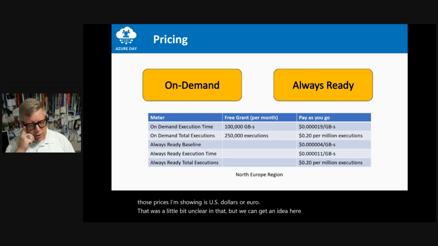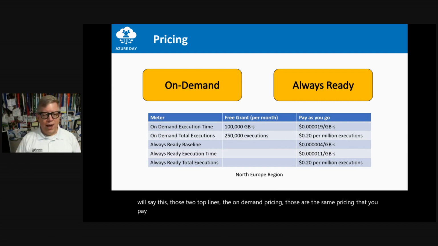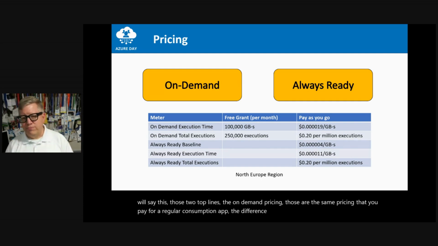So, it is pretty cheap. I will say this: those 2 top lines, the on-demand pricing, are the same pricing that you pay for a regular consumption app. The difference is the free grant, right?